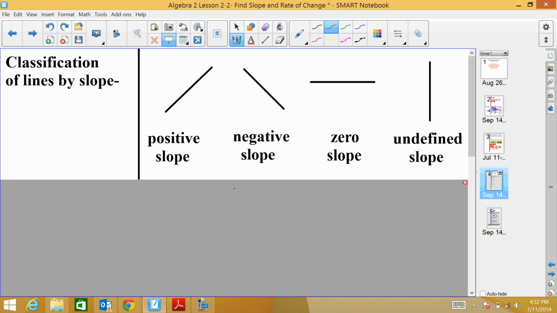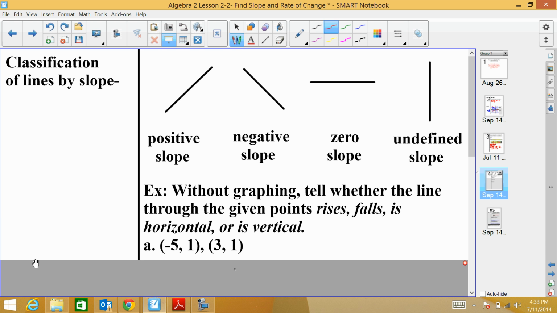All right, let's talk about some classifications of lines. We kind of talked about this one earlier. If it goes uphill, it has a positive slope. If it goes downhill, it has a negative slope. Now, a horizontal line going straight across would mean that it has no slope, so 0 slope. Now if it's vertical, we have what's called an undefined slope, because it can't be 0, because it's not flat, it's vertical, so it has to be undefined.